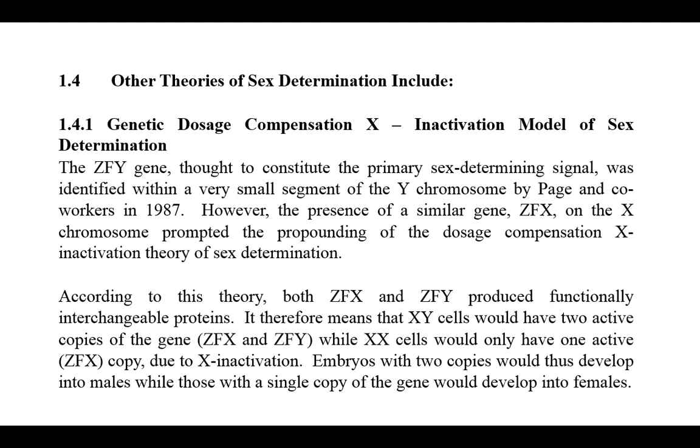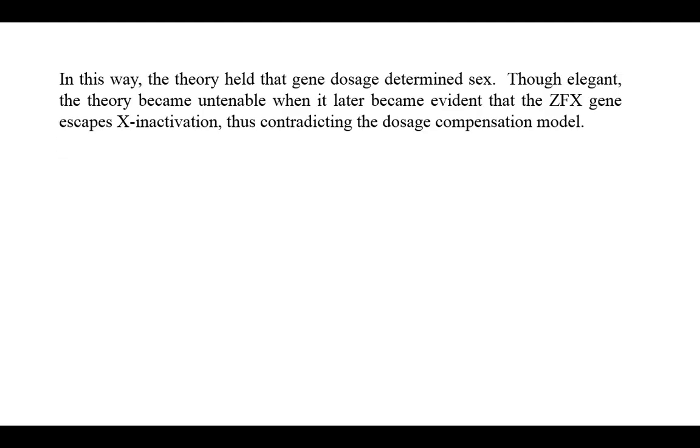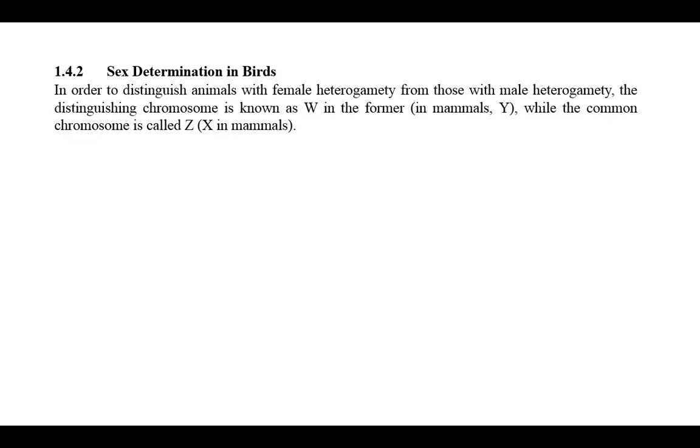Embryos with two copies would thus develop into males, while those with a single copy of the gene would develop into females. In this way, the theory held that gene dosage determines sex. Though elegant, the theory became untenable when it later became evident that the ZFX gene escapes X inactivation, thus contradicting the dosage compensation model. Sex determination in birds.